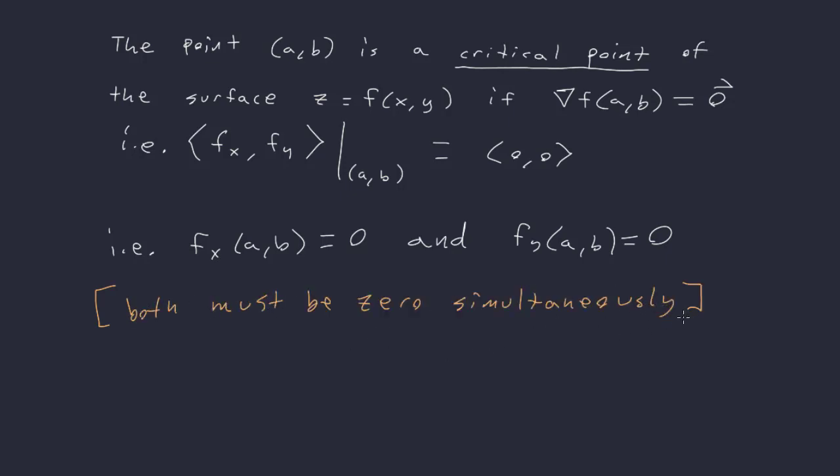must be 0 simultaneously. Okay, so how I like to break this up is I like to look at 2 examples specifically, and first just find the critical points. Then I like to go back and look at the same examples and then classify those critical points as maxes and mins. Okay, that's how I like to split up this particular section.